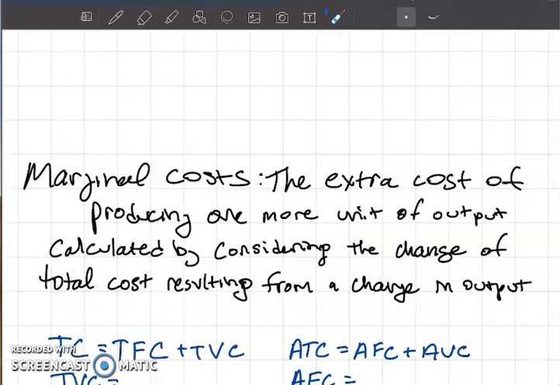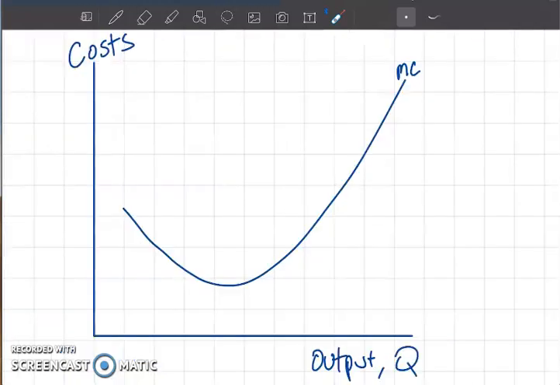Definitionally, our marginal costs are the extra cost of producing one more unit of output, which is calculated by considering the change of total cost. Remember, when we talk about marginal, it's about change. Change of total cost resulting from a change in output. Looking back at our marginal cost curve, it's essentially less expensive to get additional output initially. It's still adding to our total costs, but at a decreasing rate. And it's not until we get to that bottom point that it gets more and more expensive to add additional output.